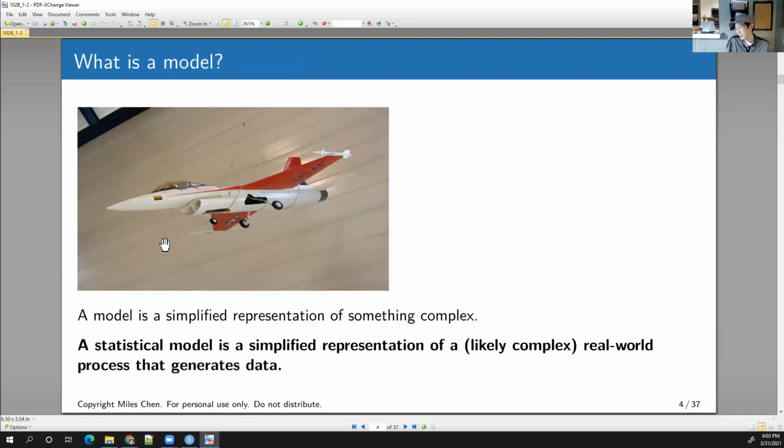All right. So, when we talk about statistical models, we can just think about a model. And so this is a model airplane. It's a model airplane. It's not the actual airplane. It's a simplified representation of something complicated. Right. So when we talk about a statistical model, it's a simplified representation of something that's probably actually really complicated in the real world. Okay. So in the real world, there's some process that generates data, and the statistical model is going to be a simplified representation of that, right?